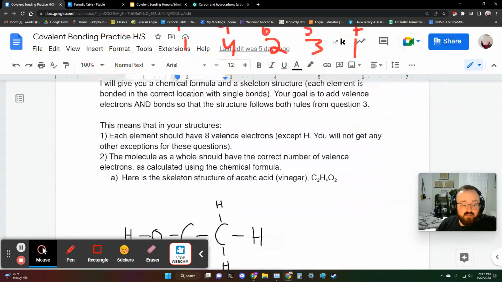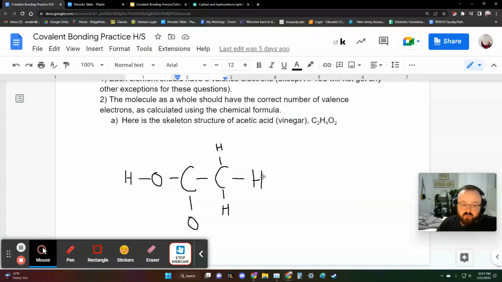Finally, here's the last type of question. I'm actually going to show you the alternative that a student came up to me with, which goes by the rules, but because of the rules I just said, would technically still be correct. So here's vinegar, acetic acid, and here's the chemical formula C2H4O2. I will give you a bare bone structure like this. What you need to do is follow those 2 rules we talked about, where number 1, all of these elements pass the octet rule, except for hydrogen.